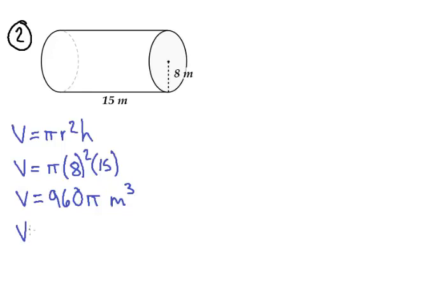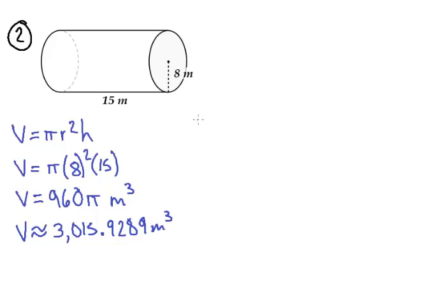Now we're going to write the approximated answer. So the approximated answer, you put this in the calculator, 960 pi, and that will give you 3015.9289 if you round, cubic meters. That will be the volume.